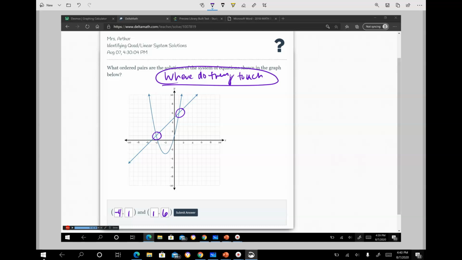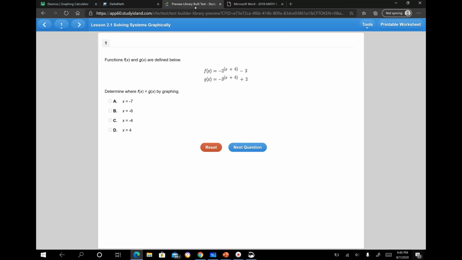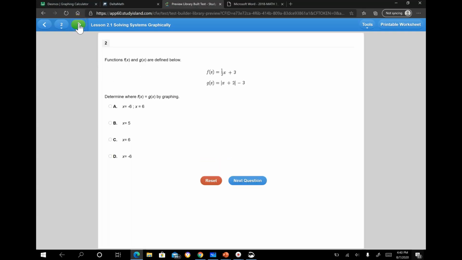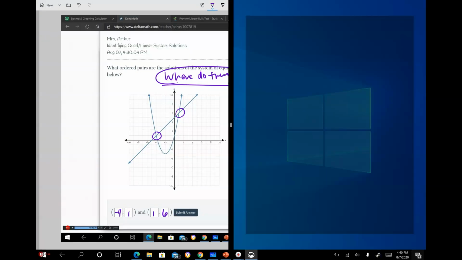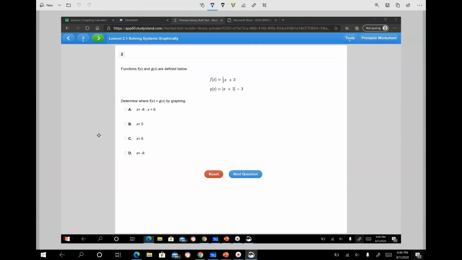All right. Your next one is something you could see on a Study Allen question. I wanted to do this one. Let's do a snip so I can write on it. It says that functions f of x and g of x are defined below. Determine where f of x equals g of x by graphing. So I want to know where these two are equal, which means where do they intersect?